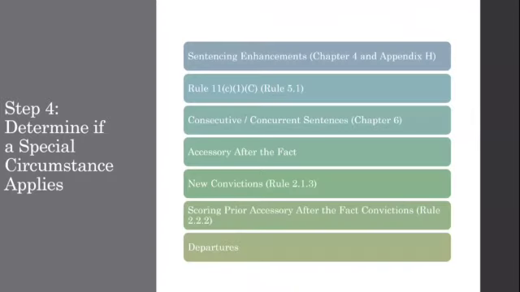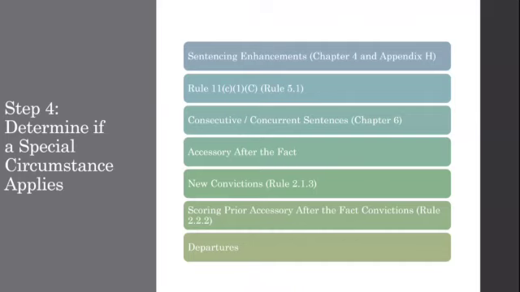All right. Now, the final thing you want to keep in mind is if a sentencing enhancement or a special circumstance applies. There are a lot of different rules and things to keep in mind. So what I really try to recommend is to keep in mind that these are options and things that are in the manual and to know to look for them. So sentencing enhancements are discussed in Chapter 4 in Appendix H. Rule 11C1C pleas, which we are seeing more and more often, are Rule 5.1.